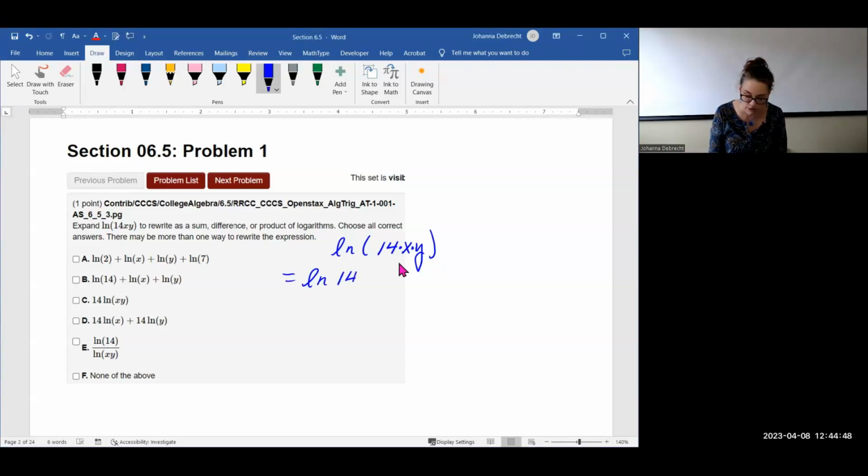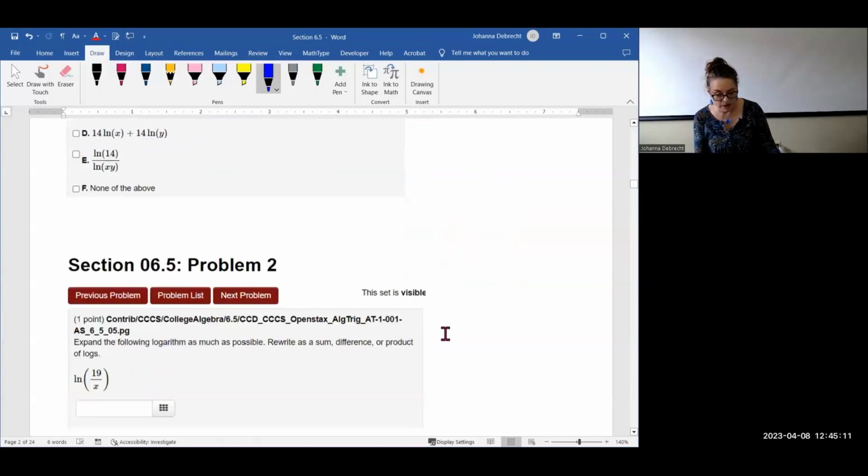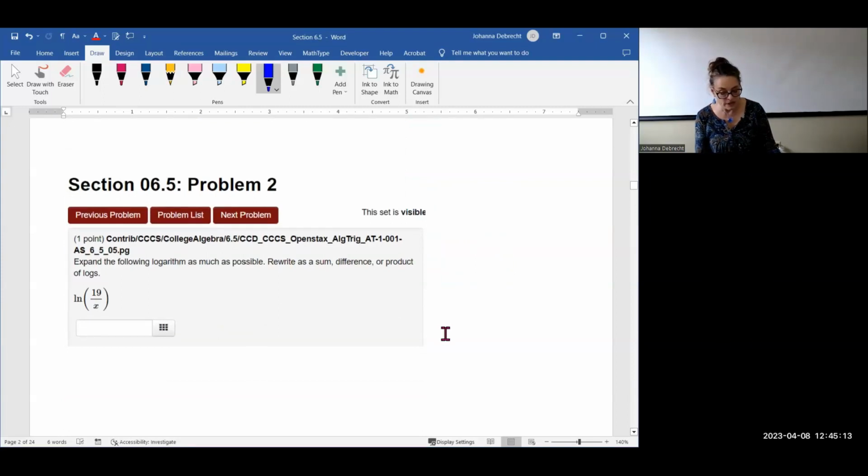So I have natural log of 14 plus, because they were multiplied, natural log of x plus natural log of y. None of these have powers on the answer part, so there's no power property to apply here. And then we just come over here and we find the one that looks like that, which looks like problem number B. Okay, let's move on to the next problem, which is very similar.